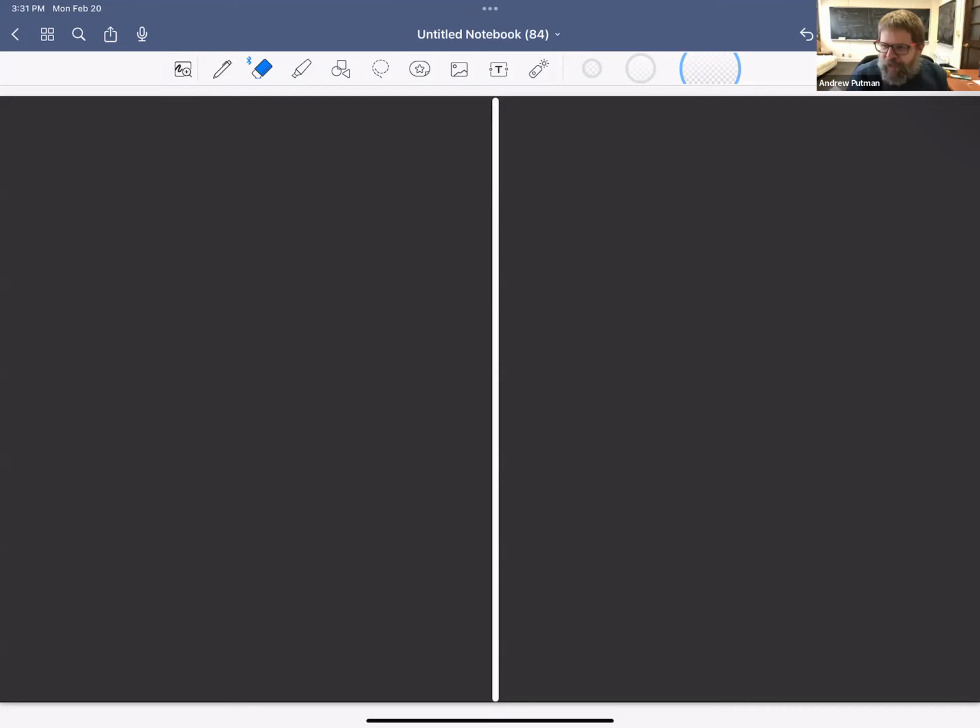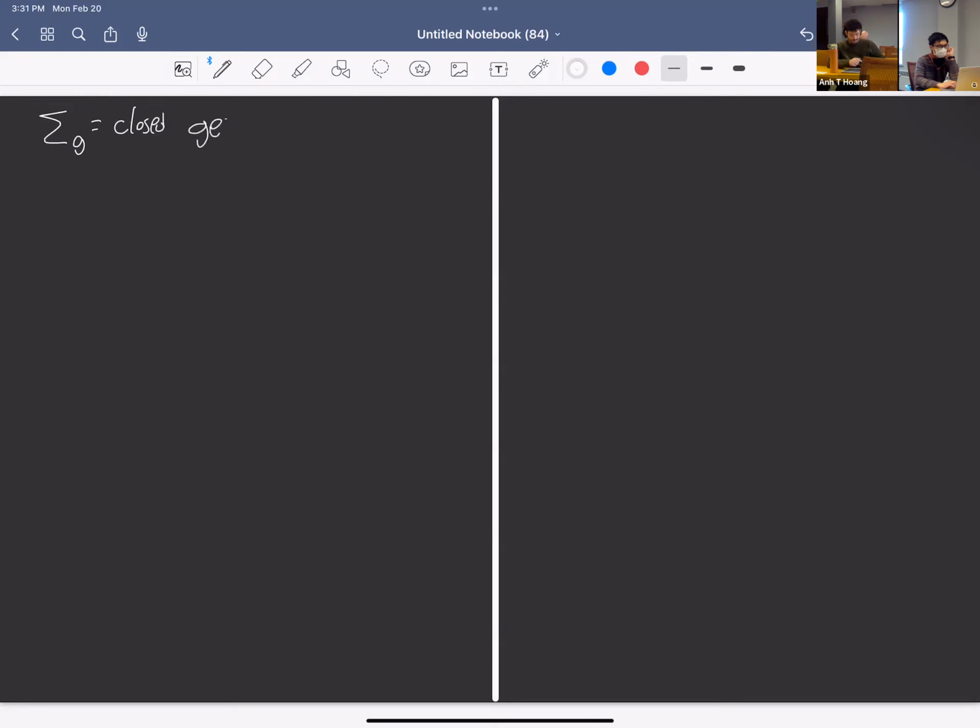So I haven't given a Zoom talk in a while, so hopefully it'll be a sort of refresher in how that technology works. So I want to talk about the cohomology of the mapping class group or the moduli space of curves. So let me begin by introducing my notation and the basic definitions. So oops, that's the eraser, not the pen. So I'm going to denote in this talk, Sigma_g, that right there is going to be a closed genus g, and the g is always going to be at least 2, surface.